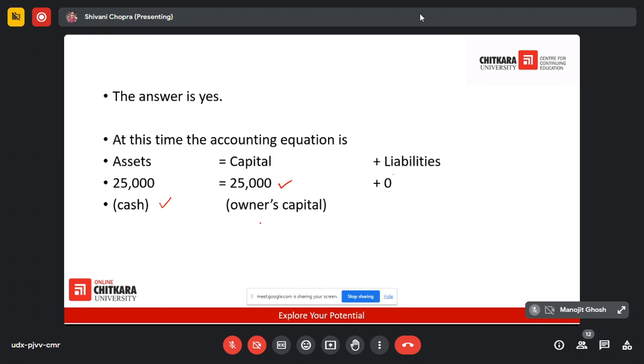What if he buys furniture of 5,000? For example, he buys furniture of 5,000 out of this cash. So what would you say? You'll say cash will become 20,000 plus 5,000 of furniture. This accounting equation would then change like this.